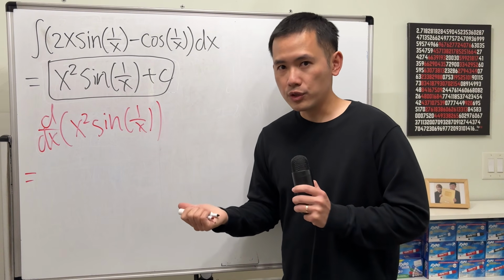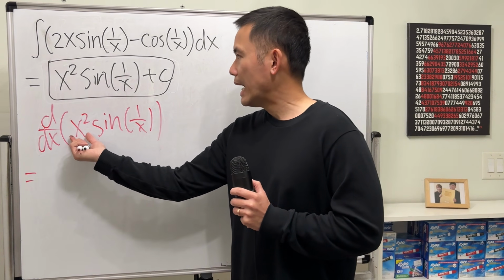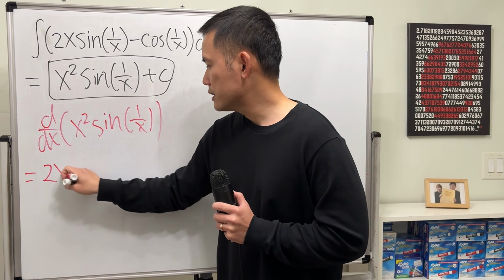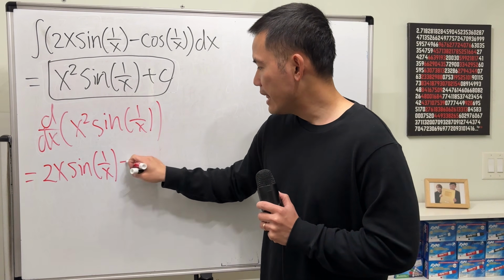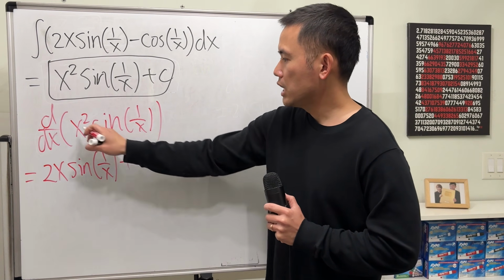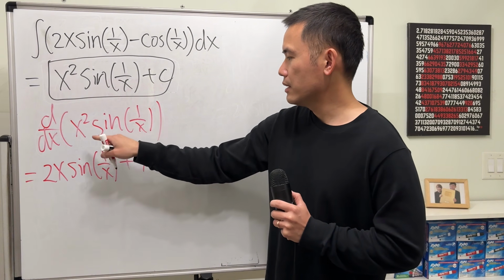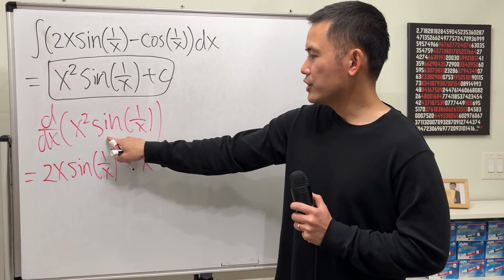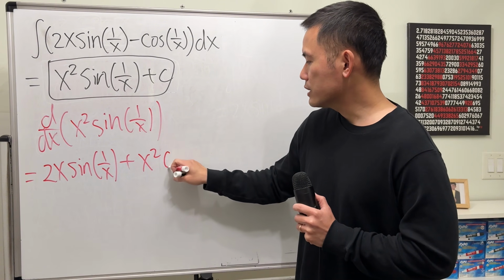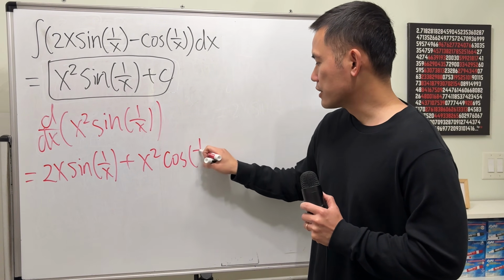I'm going to use this version of the product rule. I will differentiate the first and keep the second. And then I'm going to keep the first now because I haven't kept this yet. And then I'm going to differentiate this. Differentiating sine, we get cosine, and the input stays the same.